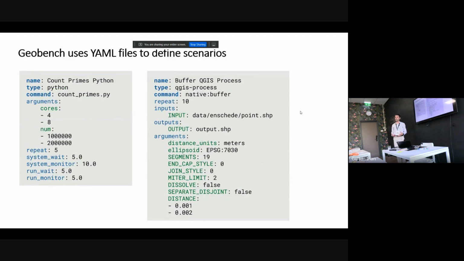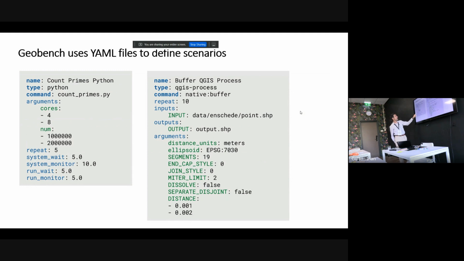Defining scenarios is quite easy. You just create a YAML file. In the YAML file, only 3 parameters are mandatory. You indicate the name of the scenario, the type of the scenario, and the command that you want to run. In case of Python, it's the name of the Python script. In case of a QGIS process, it's the name of the QGIS process, like native buffer.